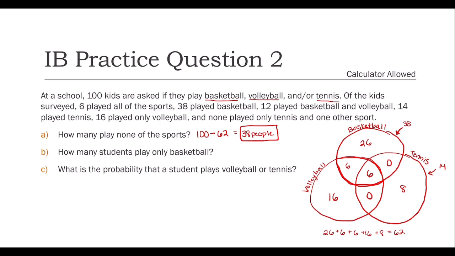Now we want to know how many students play only basketball. Well, we calculated that already. Only basketball would be our portion of the circle that doesn't overlap with any of the other circles. So that's going to be 26 people.